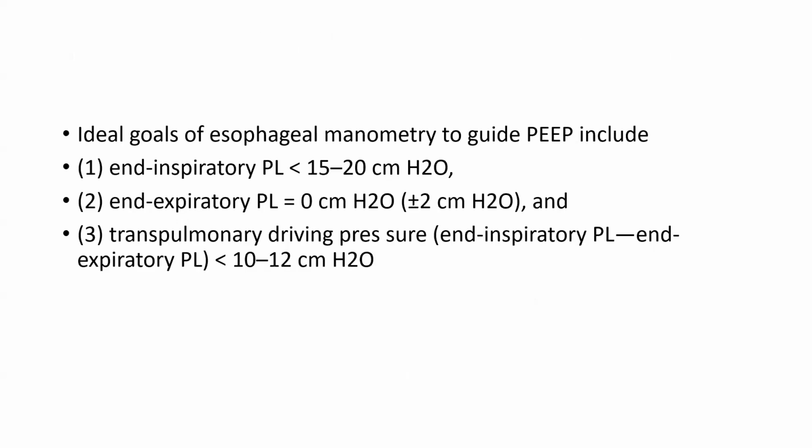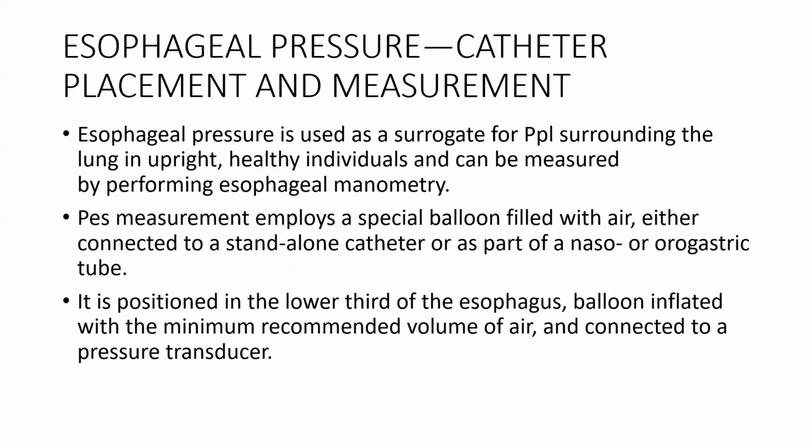So the ideal goals of esophageal manometry when setting the PEEP include: end-inspiratory transpulmonary pressure should be less than 15 to 20, end-expiratory transpulmonary pressure should be 0, and transpulmonary driving pressure should be less than 10 to 12.